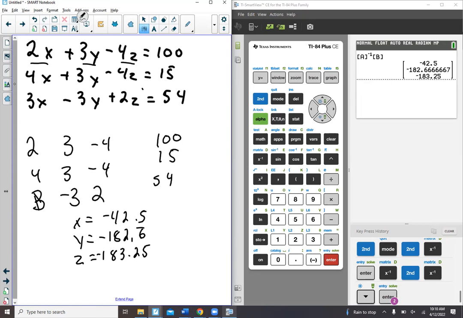Yeah, but wait, how do we know it's X, Y, and Z, in that order? It's based off how you put it in the calculator. All my X's were the first row, all my Y's were in the second row, all the Z's were in the third row. So as long as I maintain that order, my answers will be in that order. On your test, it'll be in normal order, so you don't have to worry about that.